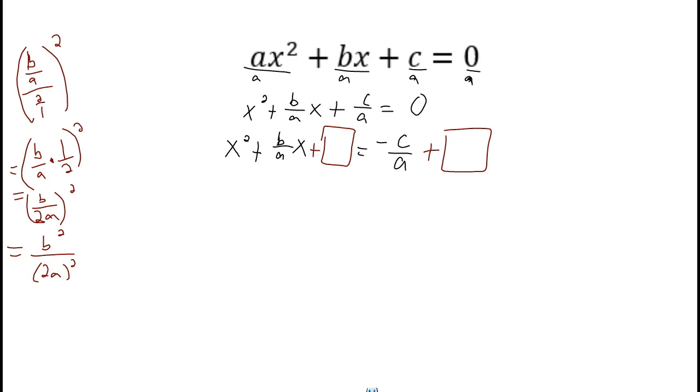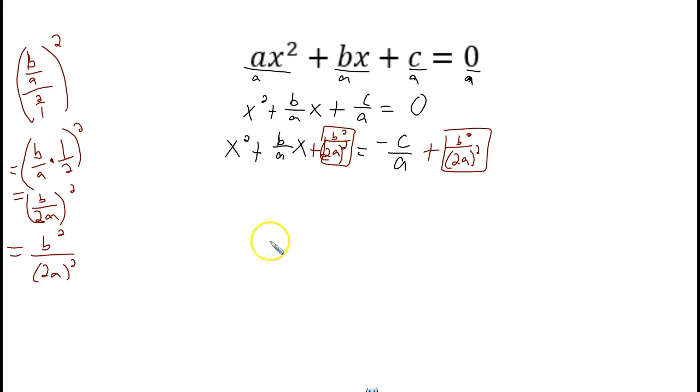And I'm just going to leave it this way for now. That's what's going to go in the box: b squared over 2a in parentheses squared. Should have given myself a larger box there, shouldn't I? All right, okay, so this has been fun, hasn't it?